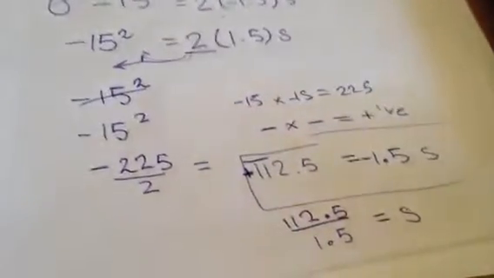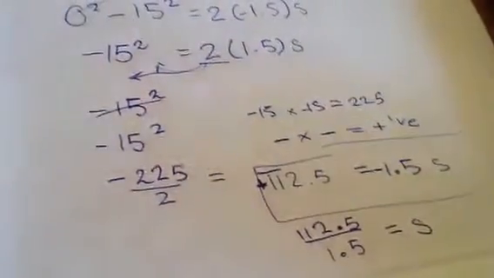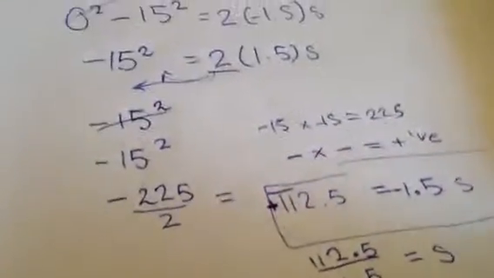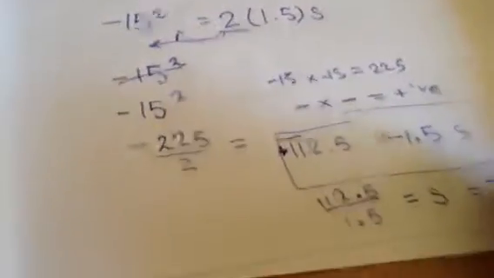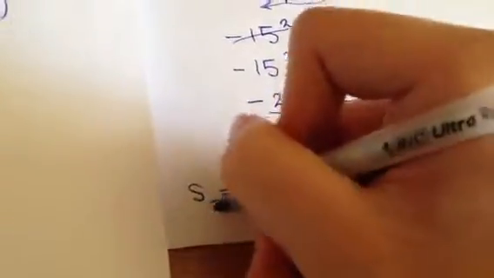So again, we can use our calculator. 112.5 divided by, and then we have 1.5 in the denominator there. So we get from that 75. S equals 75 meters for the third phase.